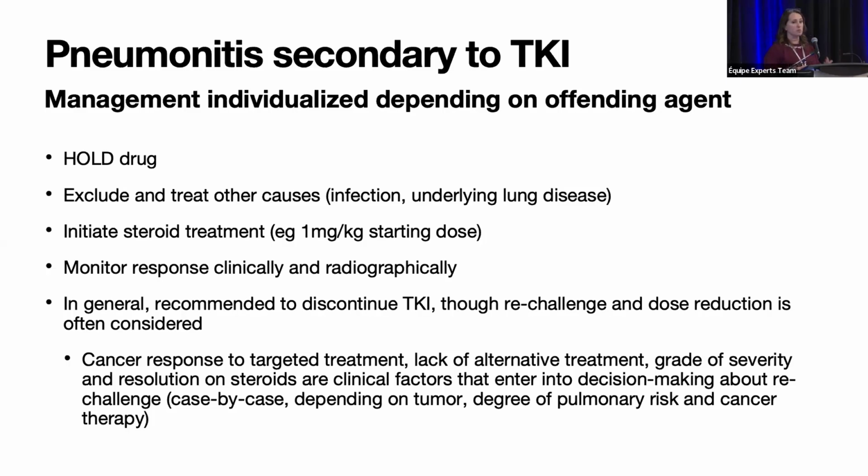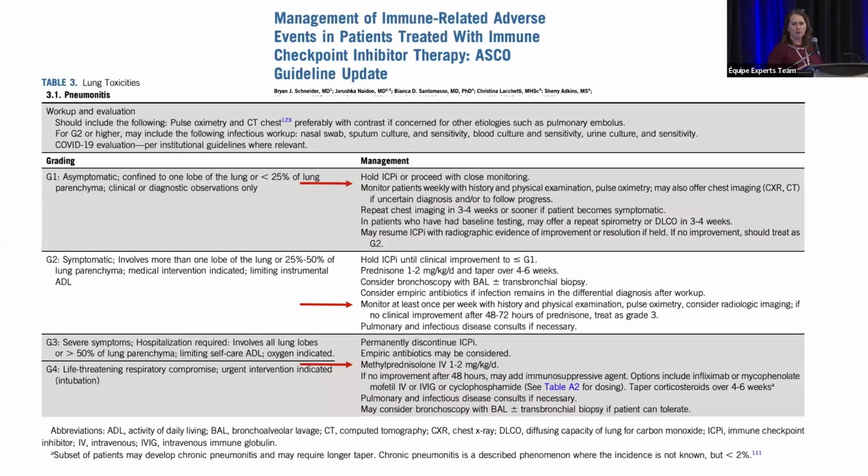For some of these patients, there may be lack of an alternative treatment, the grade of severity, the resolution, how quickly they resolved, and how steroid responsive they were. So these are some of the things that we would discuss at a tumor board case by case, about rechallenge, that is. Now with immunotherapy, guidelines like this have been out for a long time when it comes to treatment of pneumonitis.